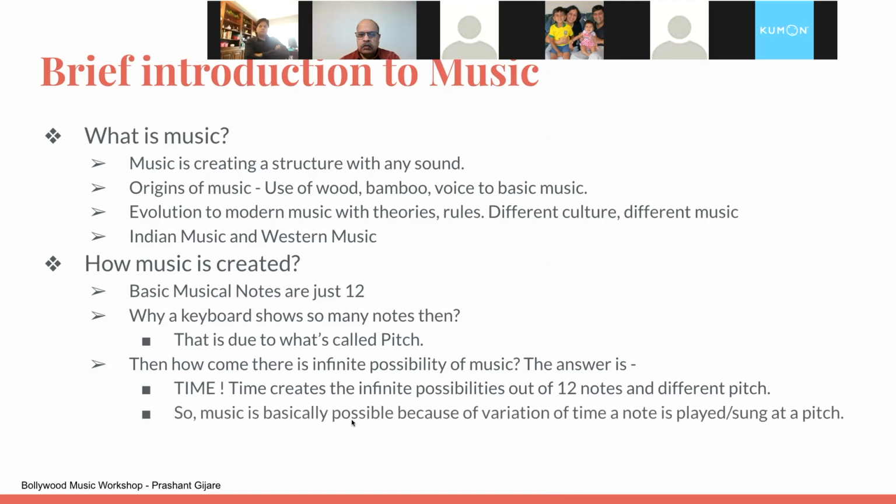So music is basically possible because of variation of time. A note is played or sung at a different pitch. You can play at this pitch, this pitch, this pitch, here, or up to here. It's still sa. All the notes I played right now are only sa. So how much time you put on each note at whatever pitch will make music basically.